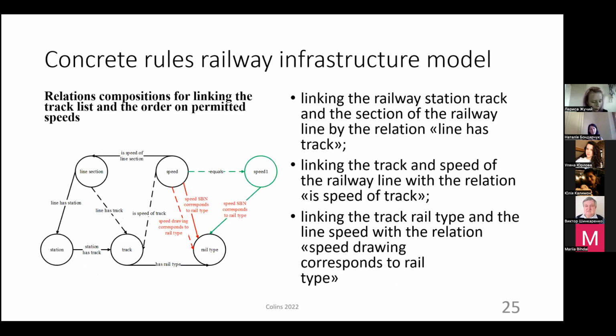Relation compositions are used to link the track list and speed tables in such a way as to obtain a fact controlled by the building norms, that is, to associate the track rel type with the line section speed.